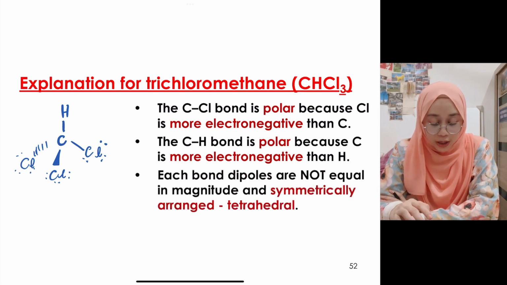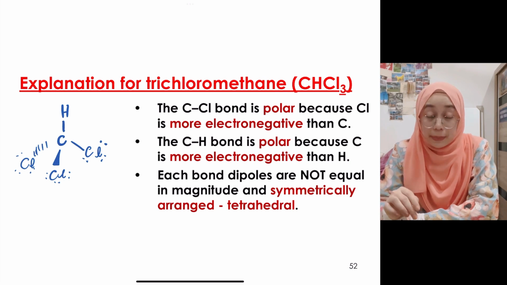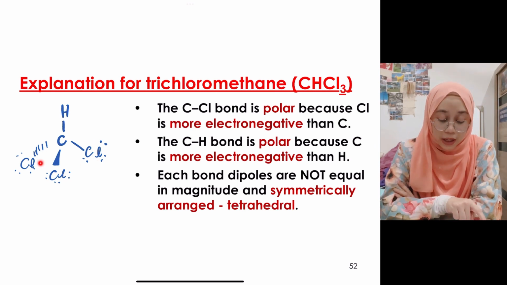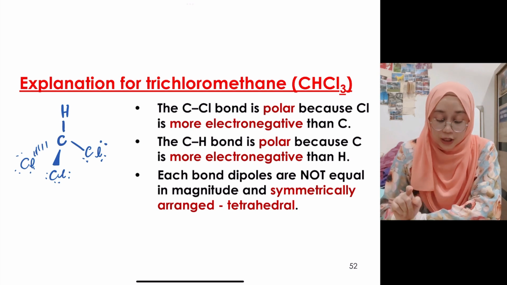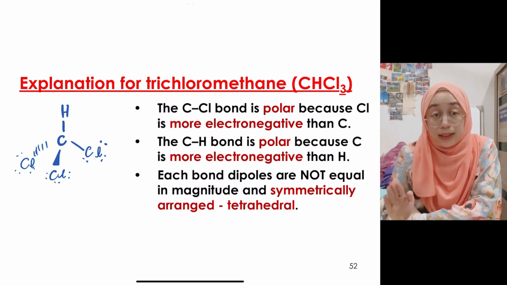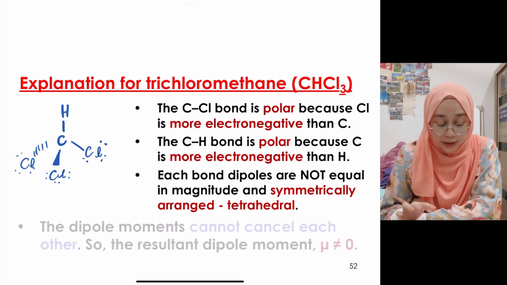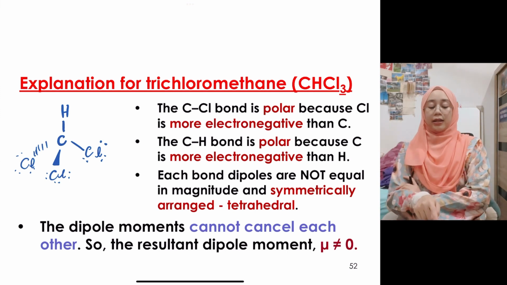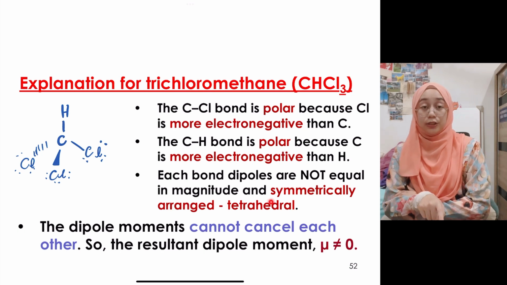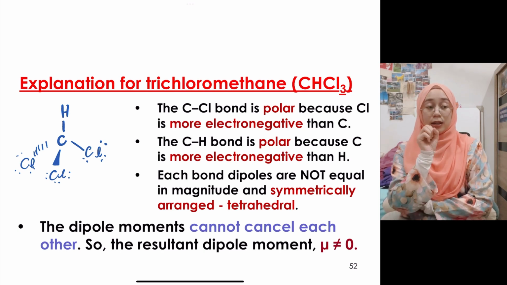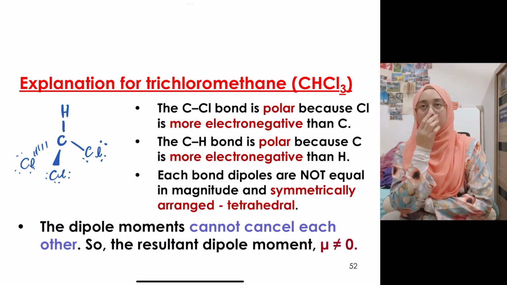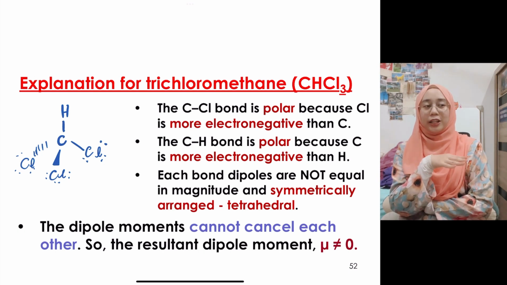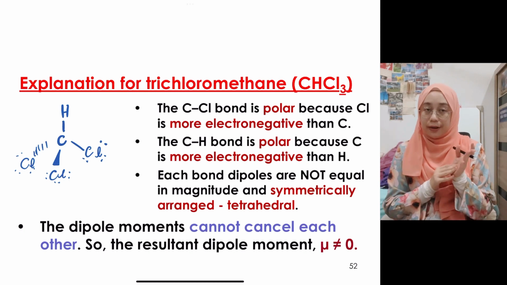Each bond dipole is not equal in magnitude. The three CCl bonds have bond dipoles of the same magnitude, but the CH is not the same magnitude. So despite being symmetrically arranged, which is tetrahedral in shape, the dipole moments cannot cancel off one another. If you notice in class, this is said to be symmetrically arranged, tetrahedral. For symmetrically arranged, we look at the basic shape only and consider it symmetrical. Just like CO2 before, it is said to be symmetrically arranged, linear.